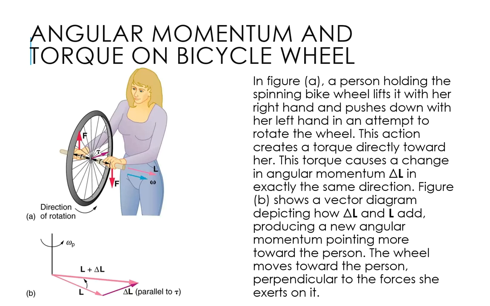To the topic of the day. If you're riding your bicycle, you're like no hands, look at me, and you lean to the left, what happens? You turn to the left. Somebody said fall. If you lean to the left, you turn to the left. Why?